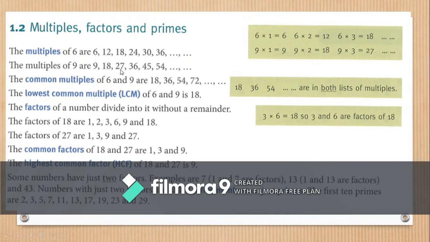Next one is 36, which is common here. So as it is the same, we write here 18, 36, 54, 72, like that. So these are the common multiples of 6 and 9.